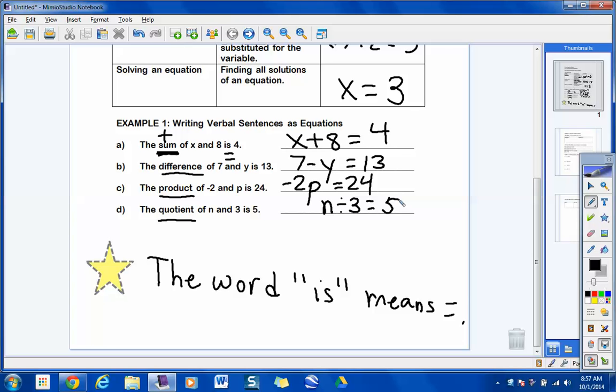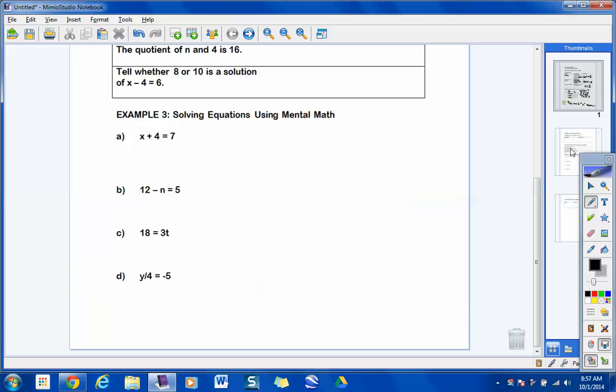Okay, questions on the first page at all? Anybody? Are we good? Yes. All right, second page then. Let's see what we can figure out.